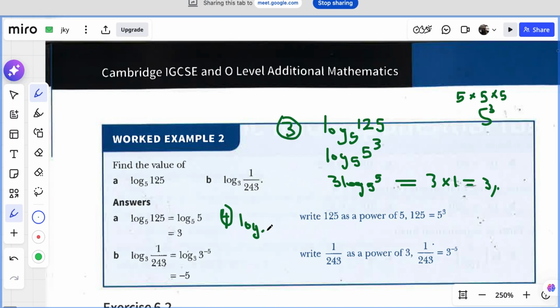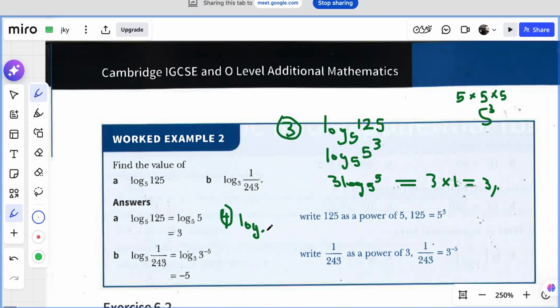How do you know? 3 raised to power 3 is 27, right? 3 raised to power 4 is 81. 3 raised to power 5, we give this one in cube. You can try it with your calculator. 3 raised to power 5 will give you this. So instead of writing 243, I write 3 raised to power 5 here.